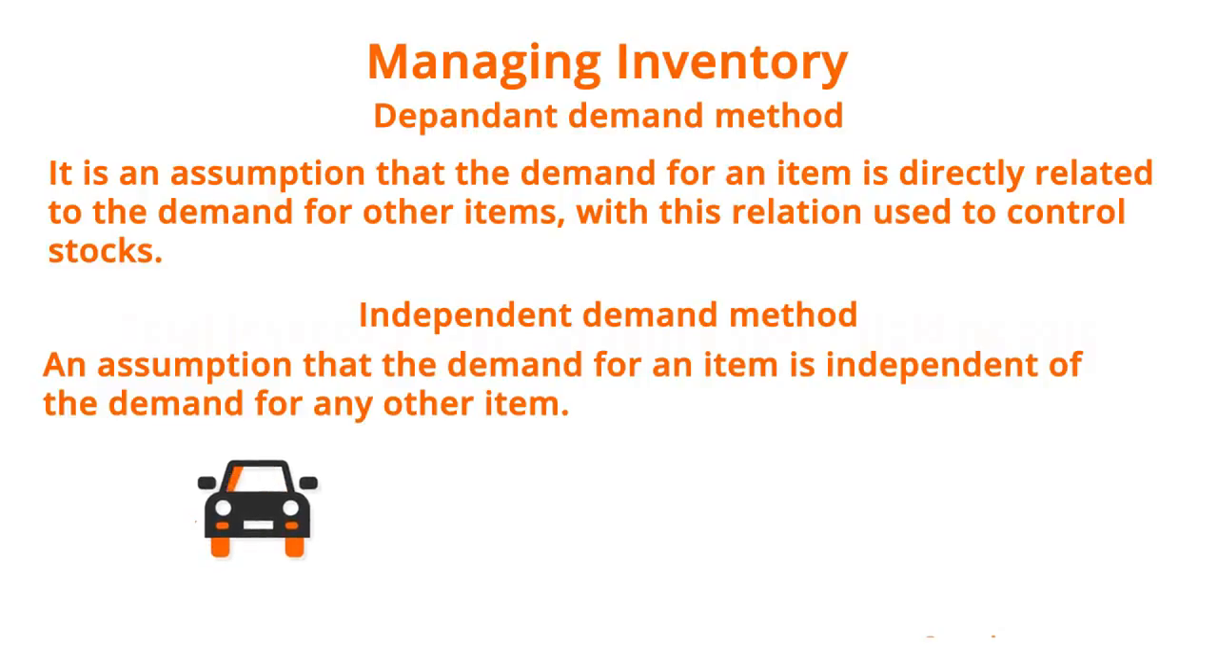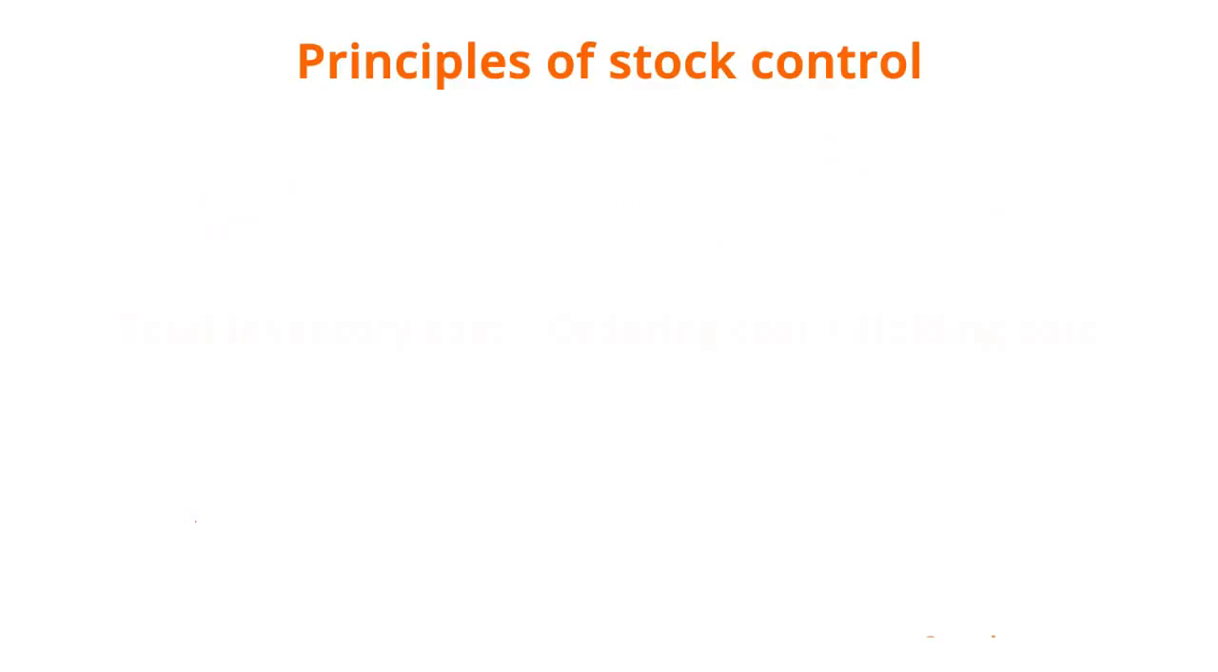Let's take the example of a car. The car, as finished good, is produced and held in inventory as independent demand item, while the raw materials and components used in the manufacture of the finished good, which is the car, derives its demand from the demand for the car, and it's hence characterized as what? Dependent demand inventory. Let's take a look at the basic principles of stock control as SMEs.